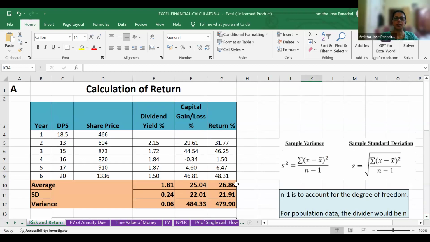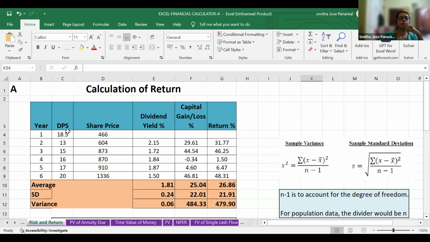Okay, here you can see the calculation of return. I'll explain that and we'll go to the calculation of risk later. Hope this is clear. This is with respect to a return from a share. You can see a table here, right? In the first column, you can see years. This is from 1st to 6th year.